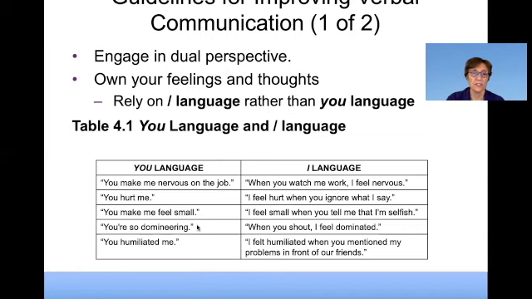Okay, you're so domineering. When you shout, I feel dominated. It sounds like the person is always dominating, but this is very specific: when you shout, I feel dominated. Then here, you humiliated me can be changed to I feel humiliated when you mention my problems in front of our friends. That's so much more specific. And I think it speaks to something that would make many people feel uncomfortable, when someone's problems are being told to other people without them having decided they wanted that to happen.